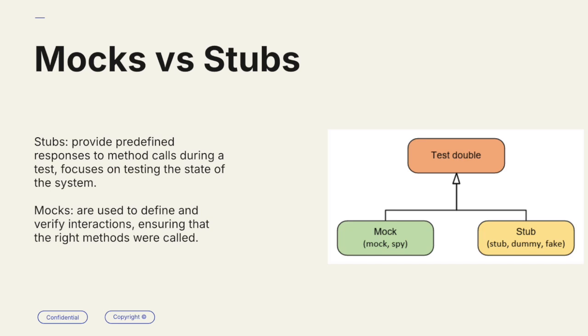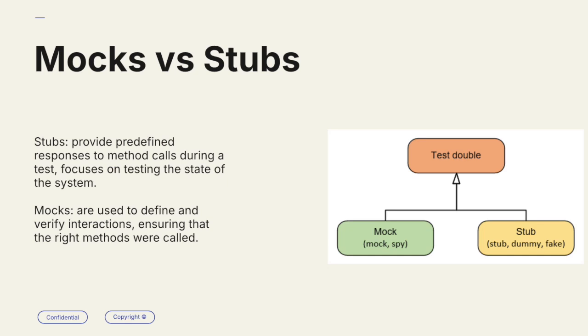First up, stubs. Stubs are all about controlling behavior. They provide predefined responses to method calls during a test. For example, let's say you're testing a function that calculates a user's order total. Instead of making an actual database call to fetch product prices, you can use a stub to return fixed prices for those products. The stub doesn't care if the function interacted with it correctly or how many times it was called. It's just there to provide consistent data.